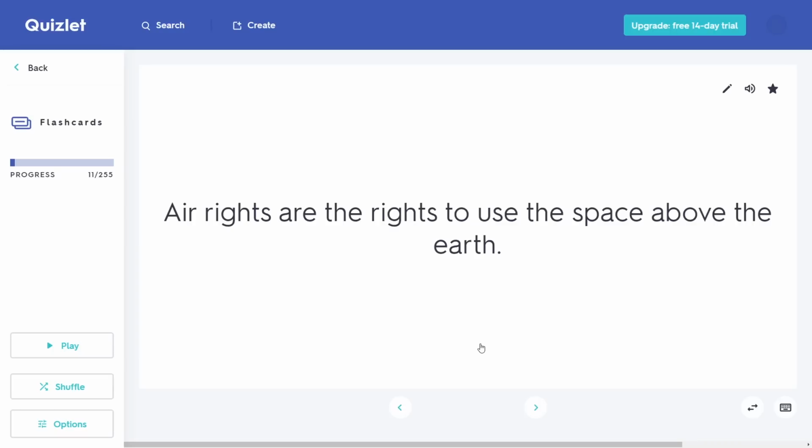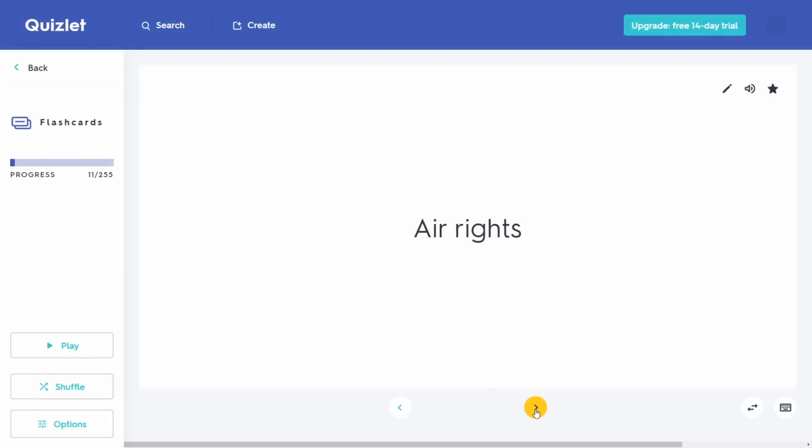But my point is air rights are super important to know because there are some legal ramifications. If, for example, in New York, you built a skyscraper and you're blocking the sun from certain property, you'd be surprised, if they had solar panels, stuff like that. It's a lot more complex than you might think, but for our purpose here, just remember that air rights are the rights to use the space above the earth. So pretty self-explanatory there.